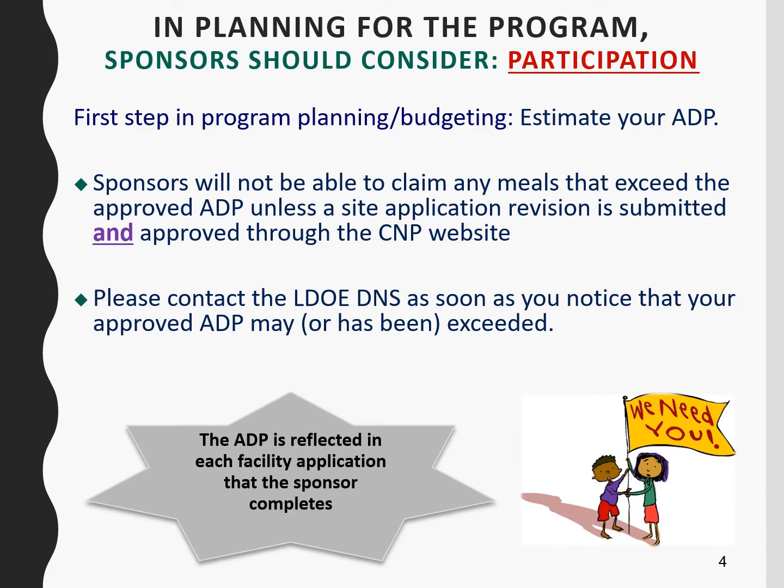Sponsors should also consider participation when planning their SFSP. And the first step in program planning or budgeting is estimating your ADP. Sponsors will not be able to claim any meals that exceed the approved ADP unless a site application revision is submitted and approved through the CMP website. Please contact the LDOE DNS as soon as you notice that your approved ADP may or has been exceeded.